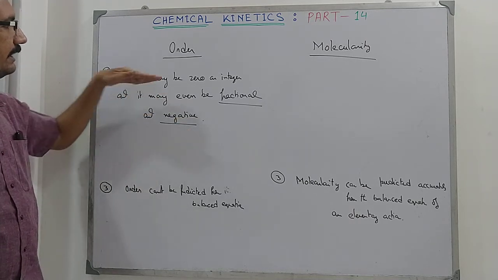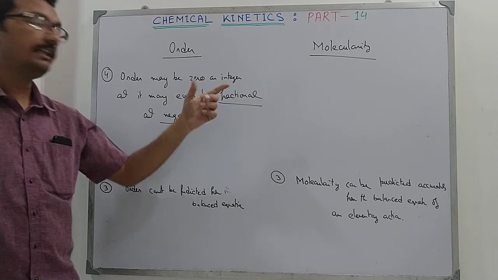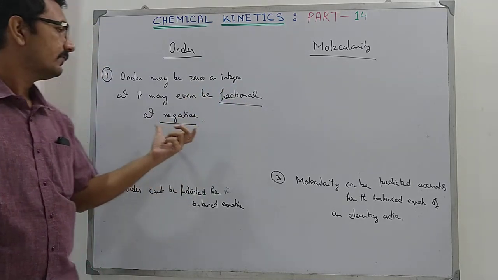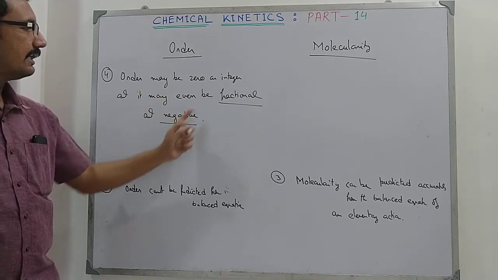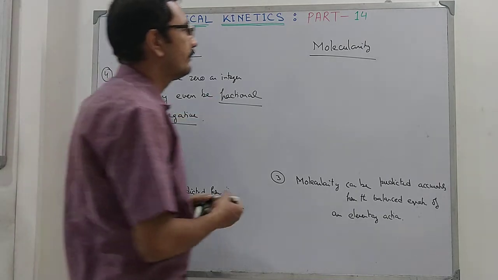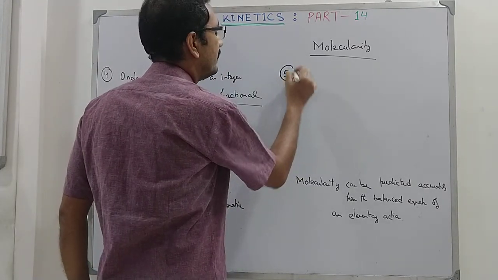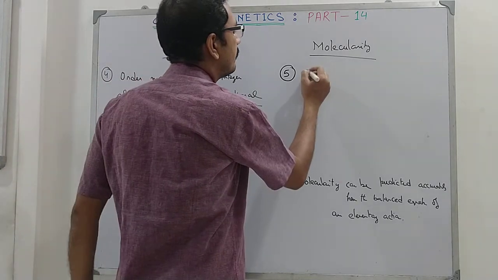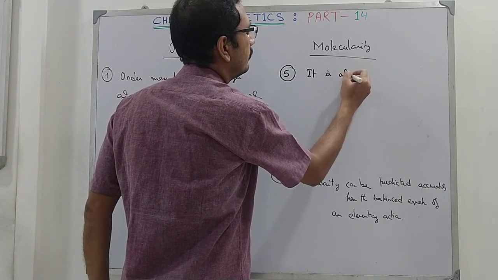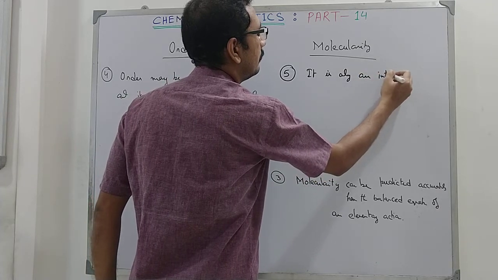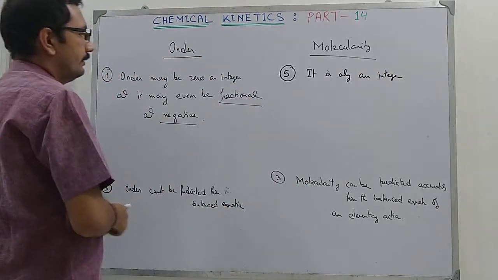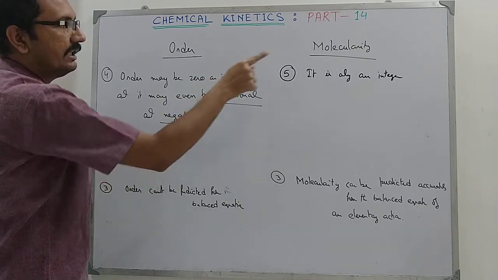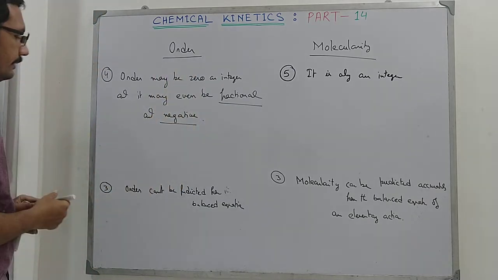Now order, you see, may be 0, 1, or 2, and it may be fractional, like 1.5 or 2.5, and it may even be negative. So wait for part 16 to get an idea about fractional and negative orders. Now what about molecularity? Since it is the number of molecules that participate in an elementary reaction, it is only an integer and cannot be 0, fractional or negative. It is only an integer since it is a number of molecules.